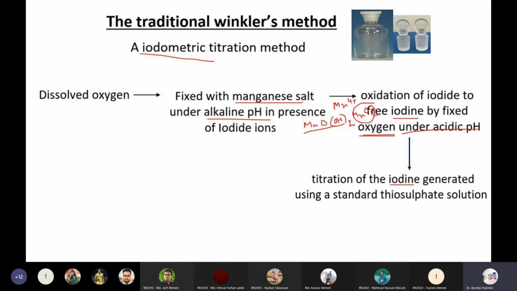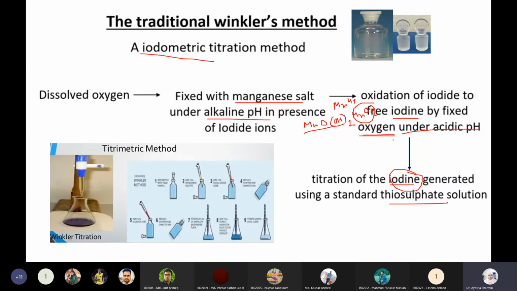Now if you know the concentration of the thiosulfate, you can find out how much thiosulfate you have used to convert this iodine back into iodide. That's a very nice stoichiometric relationship between these two reactions, and you can use that to find out how much of the dissolved oxygen was used to produce this much iodine. So from that you can find the amount of oxygen. This is the whole process, and in iodometric titration we'll be using starch as the indicator, and we'll look at each of the steps separately.